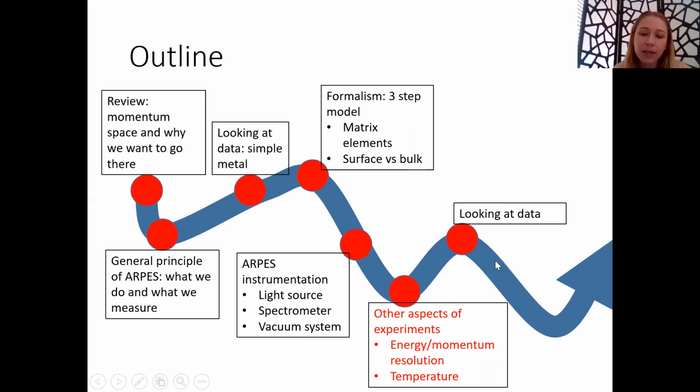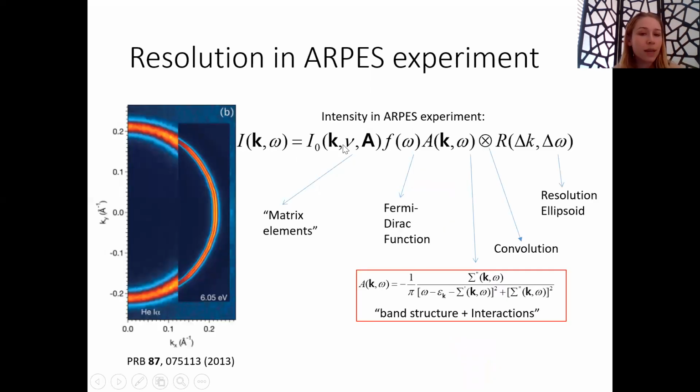Let me now discuss some other miscellaneous aspects of the experiment. So first, I want to discuss resolution. So as I mentioned at the beginning, what we want to measure is the single particle spectral function, which contains information about band structure and interactions. This is subjected to the Fermi-Dirac cutoff, which is fine. I'll come back to that in a little bit.